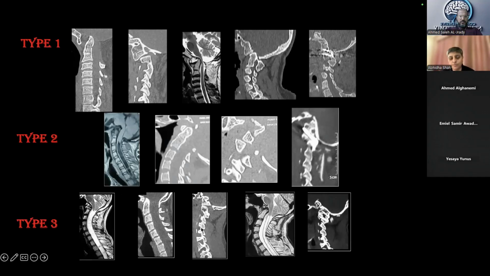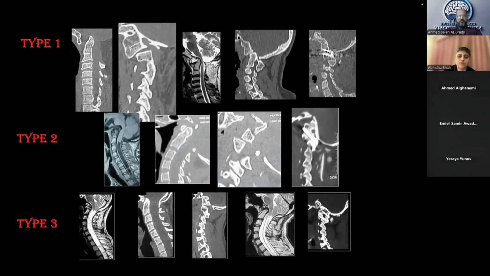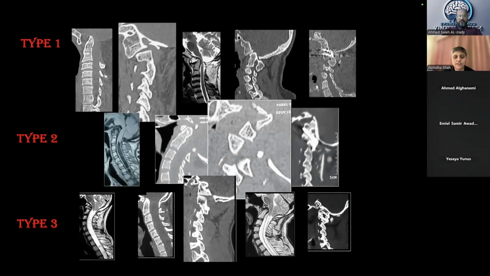You have to look at the whole picture and see that there is chronic atlantoaxial instability in this region, and the treatment will be atlantoaxial fixation. So here you see the type 1, the type 2, and type 3, where the facets are actually in alignment.